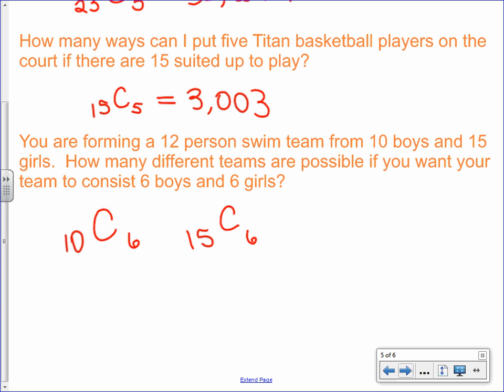What do I do with those 2 numbers? Multiply them. We have the fundamental counting principle here. I want this many boys, and I want this many girls. How many different ways can I make a swim team? And what?